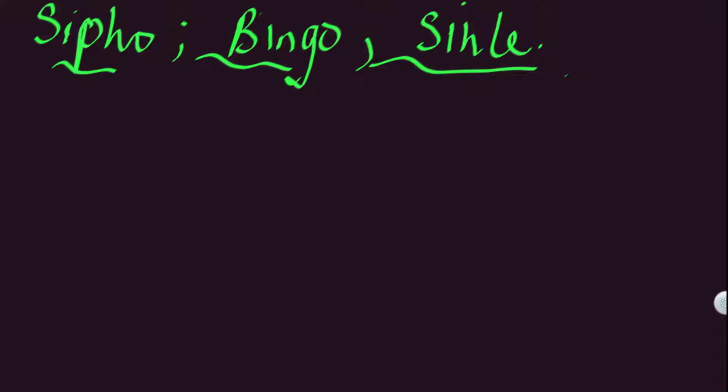Our question has got three characters: Sipho, Bingo, and Sihle. Sipho is traveling towards Sihle, and Bingo is running back and forth between Sipho and Sihle. Bingo is a dog, by the way. So let us draw a diagram to illustrate our situation.